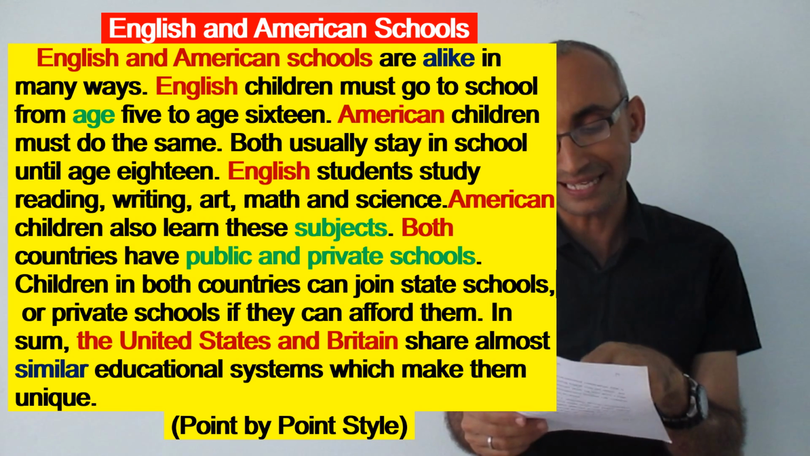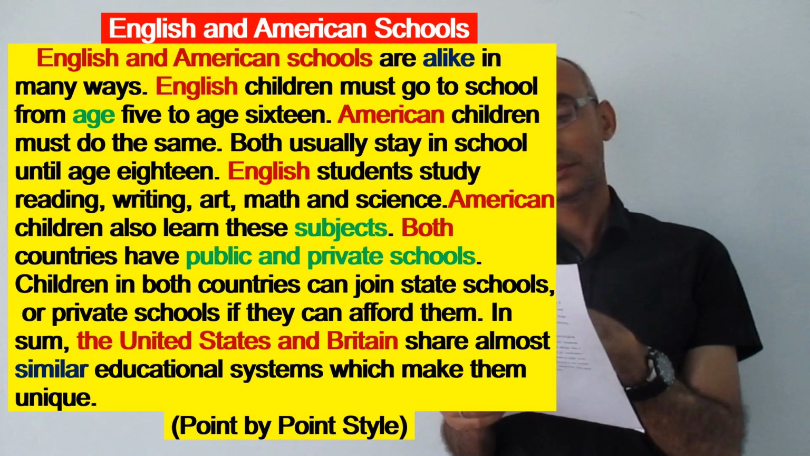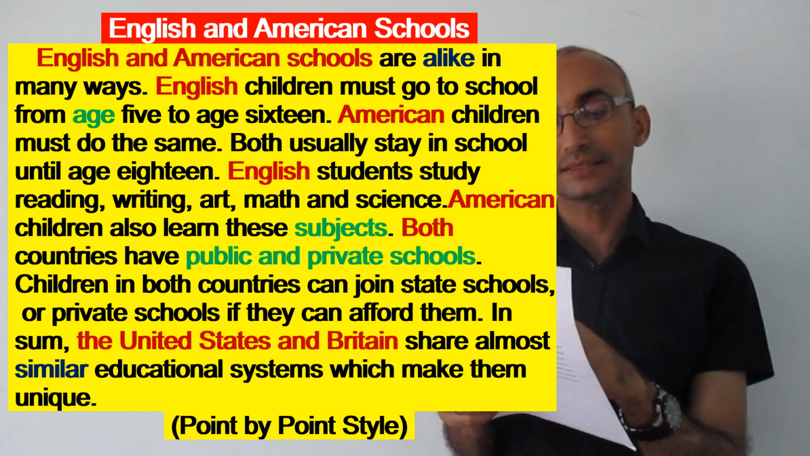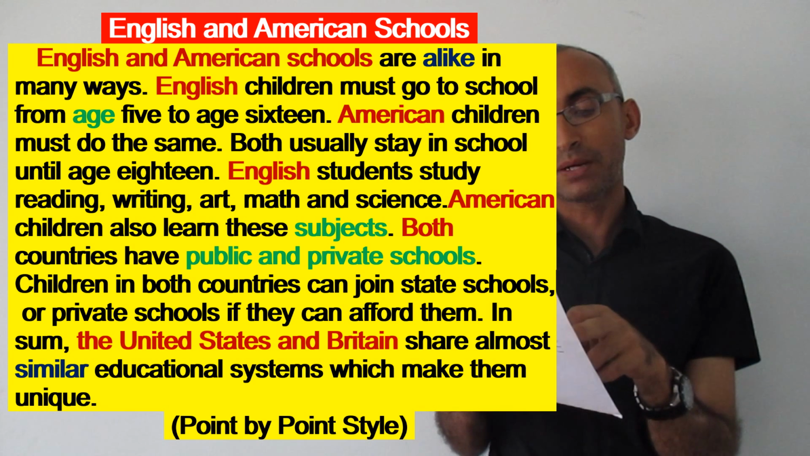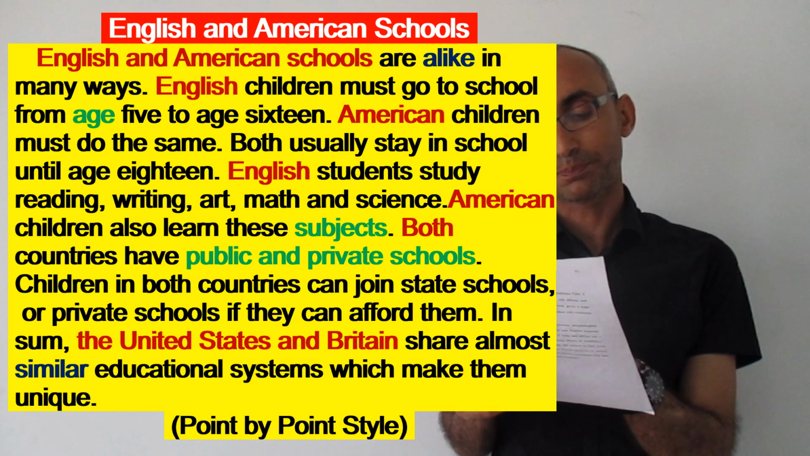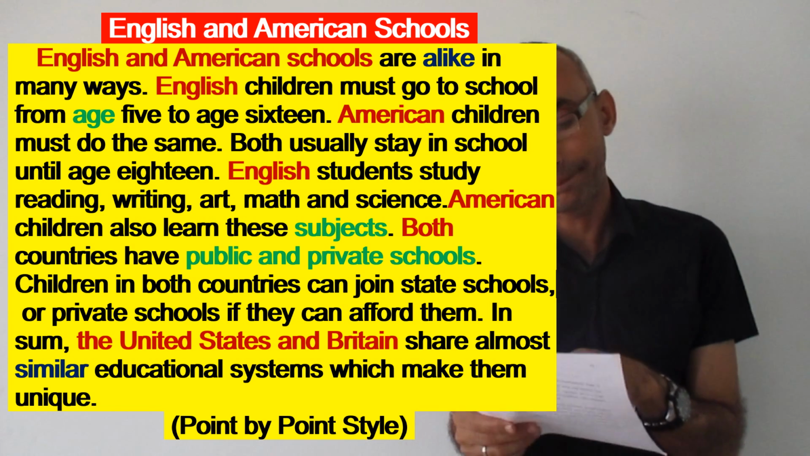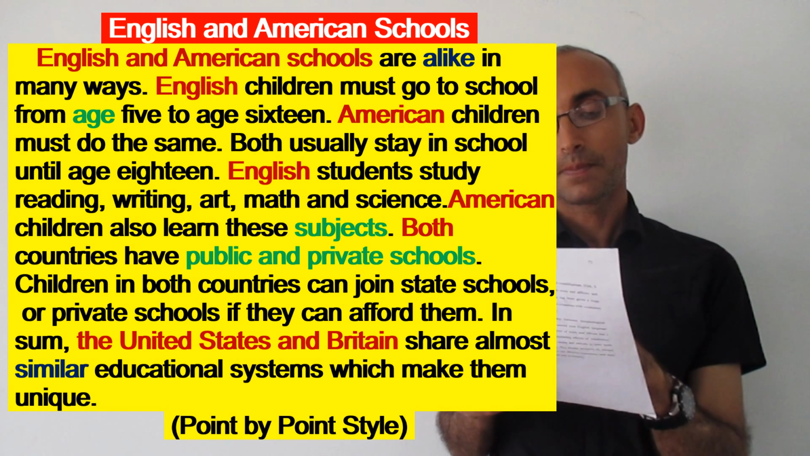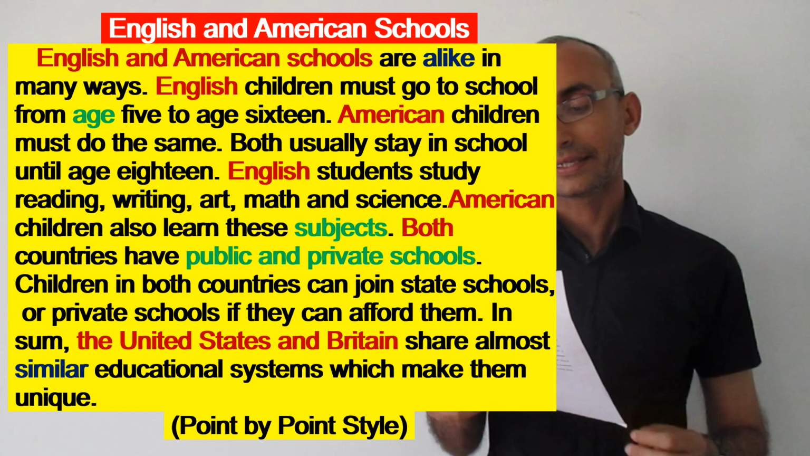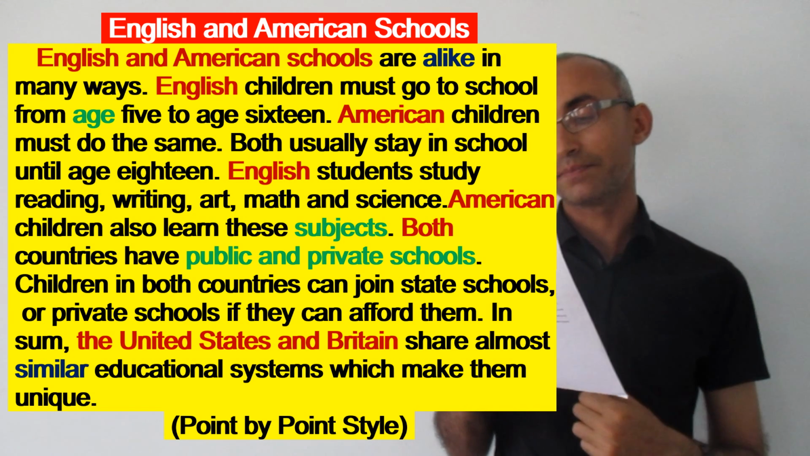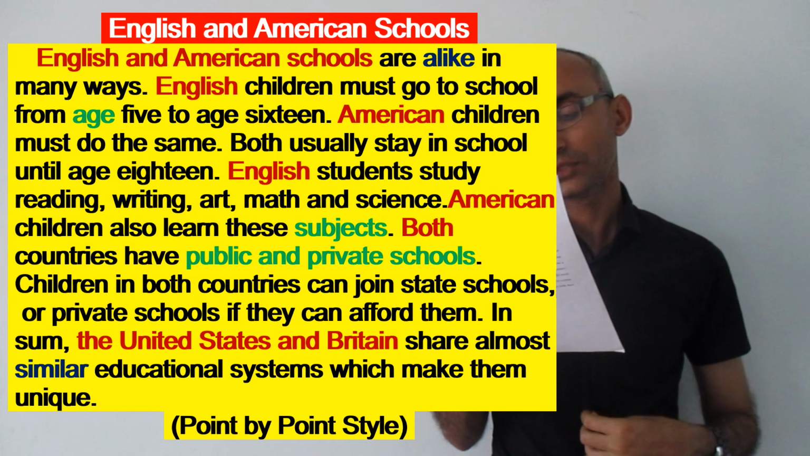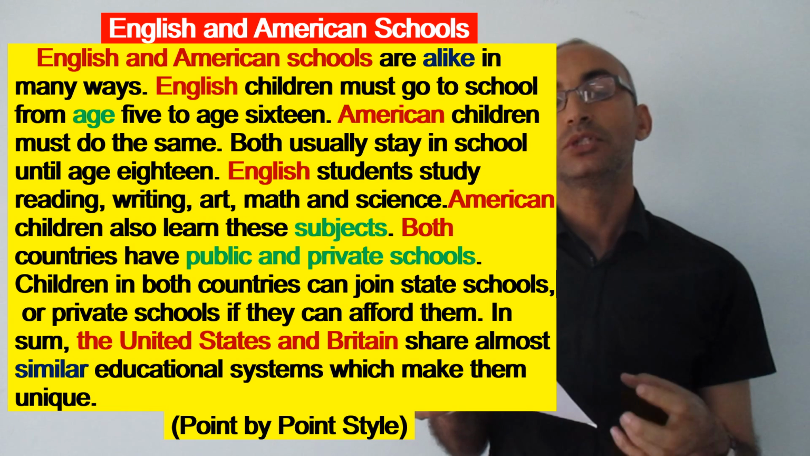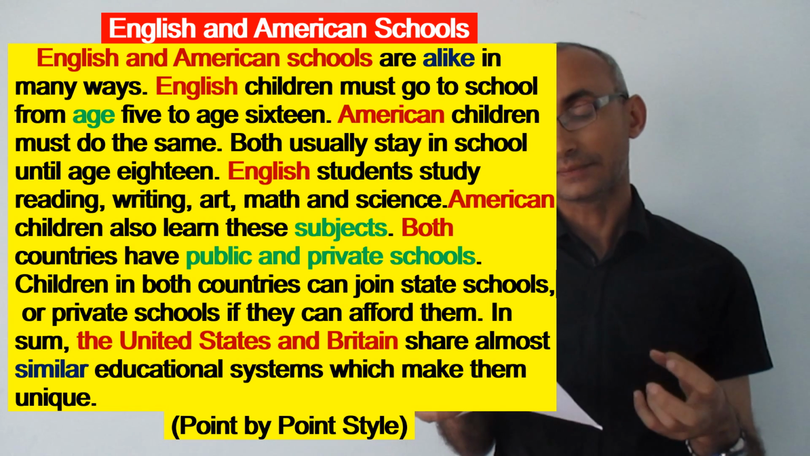Both countries have public and private schools. Now, types of schools. Both of them have the same. So here, third point is types of schools. Children in both countries can join state schools or private schools if they can afford them. So here also, it's only more details about the third point, which is public and private schools, types of schools in both countries. Right. At the end, it said the United States and Britain share almost similar educational systems, which make them unique in the world. Clear, unique in the world.